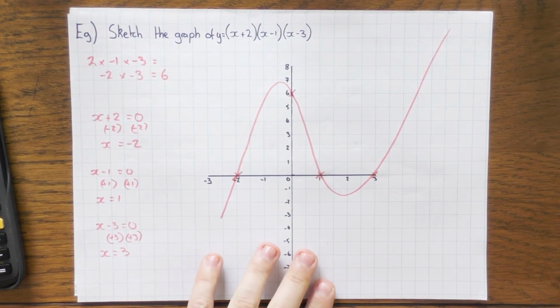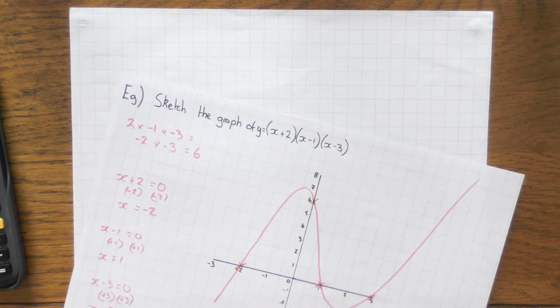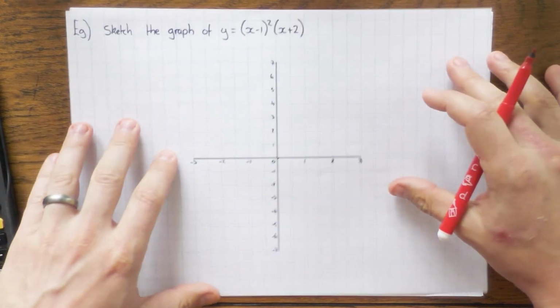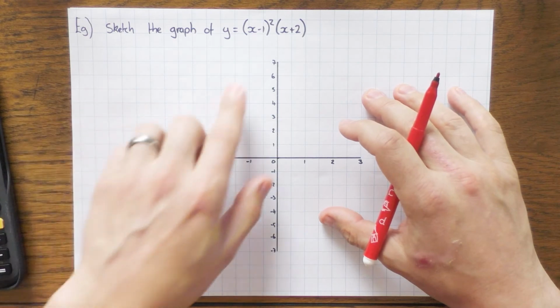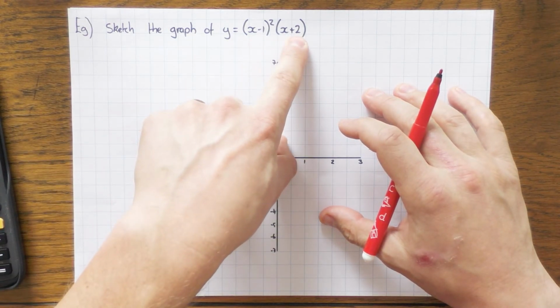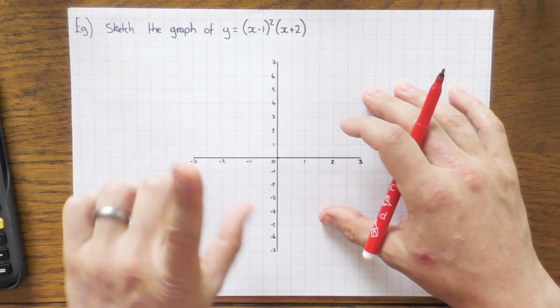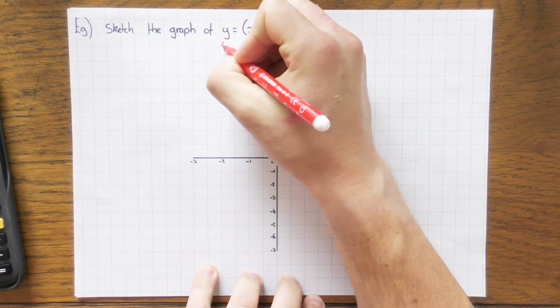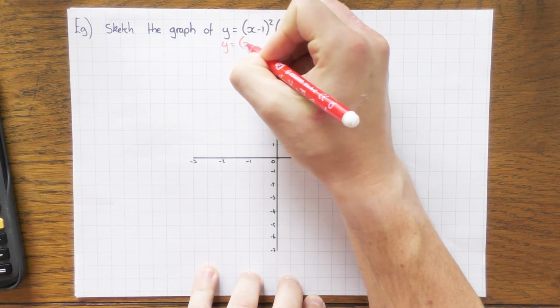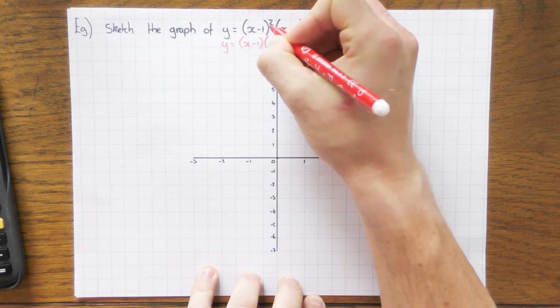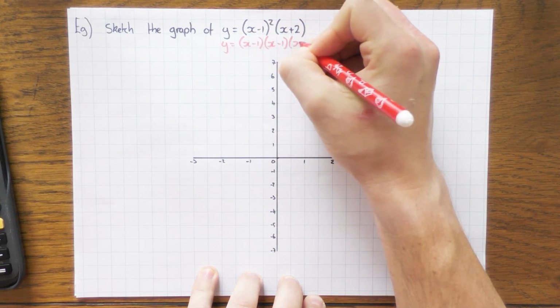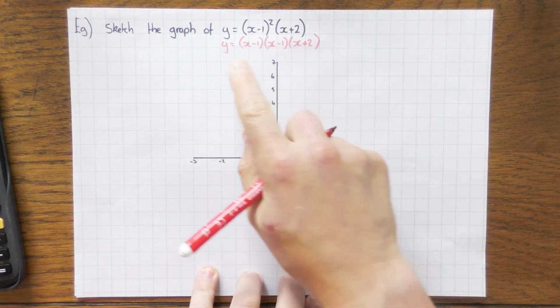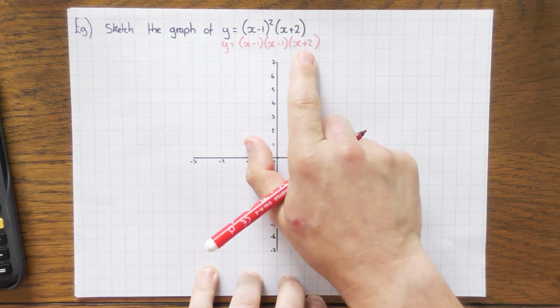Okay, got one more example like that, just to illustrate one more point, which is this one here. So this one here, you might be thinking, okay, minus 1 times 2 gives me the y-intercept. Be careful though, because if it's squared, which it is, x minus 1 squared, it means you times it by itself. So in fact, that is actually that. X minus 1, x minus 1, x plus 2.